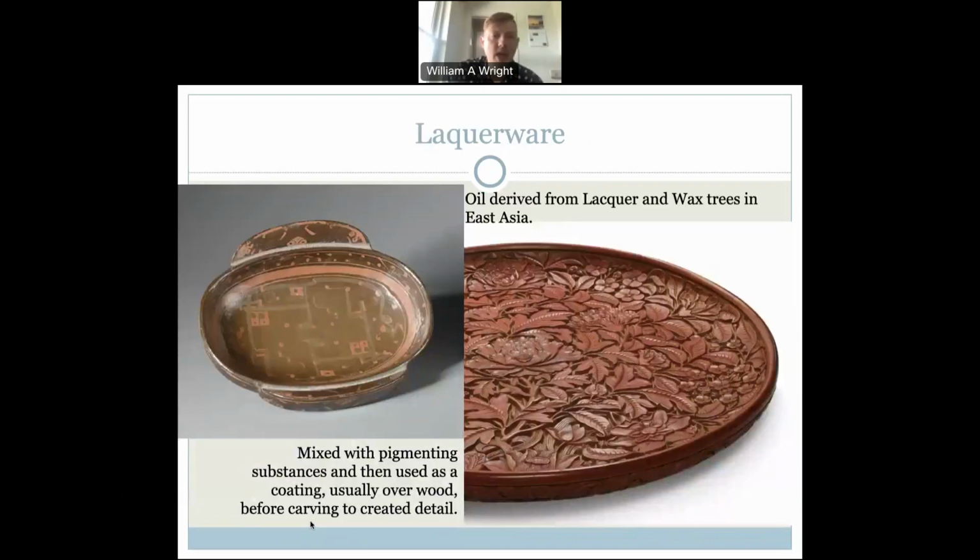But in any case, lacquerware. Lacquer is actually a type of wax derived from the lac and wax trees in Asia. And it's essentially literally a tree sap that you can mix with pigments, and you can use it as a coating, usually over wood. Basically you make a really simple wood skeleton, and then you put thick layers of lacquer over it, and then you can carve it, and it creates these beautiful carved surfaces. And it's a really sought after, difficult material to work with. So especially in Asia, again, it's a really nice craft material.